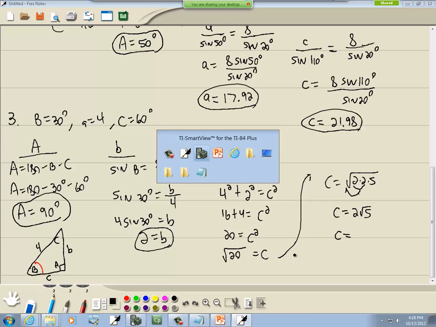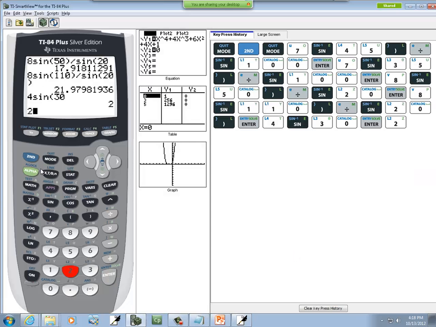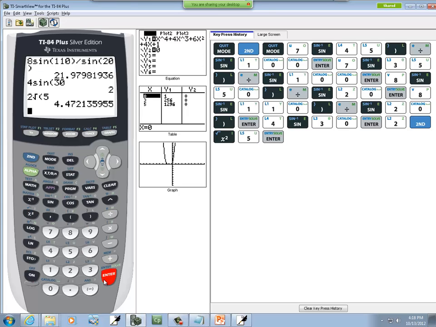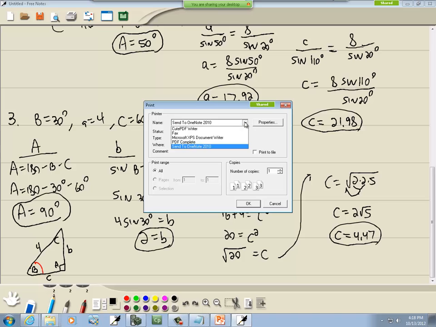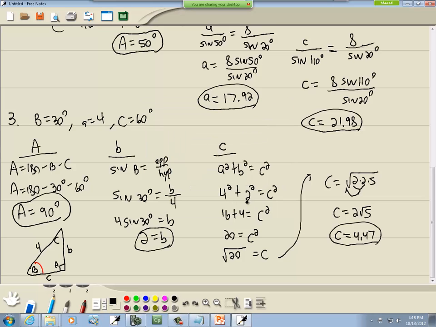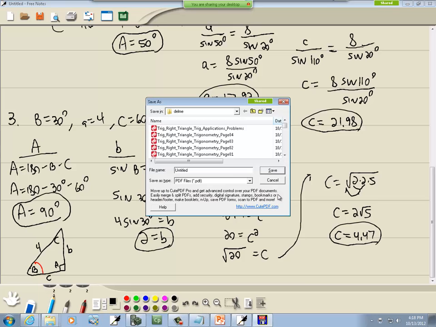And I'll go ahead and put it in my calculator to get a decimal. So I'll do 2, and then second, x squared, 5, enter. And we get 4.47. And we just finished solving that triangle. So let me save that. And what is this? Law of sines. So trig, law of sines, page 01, PDF.